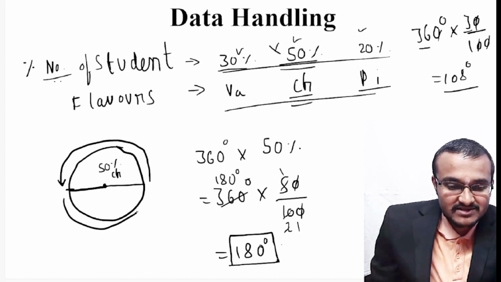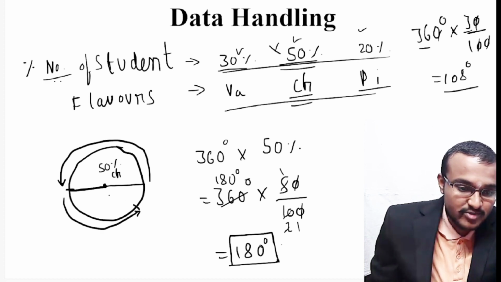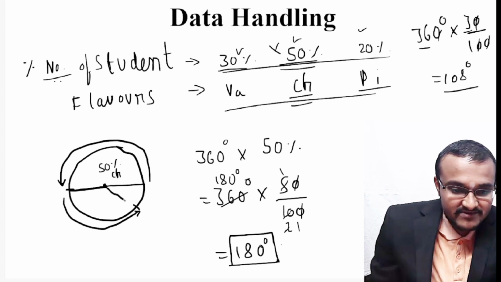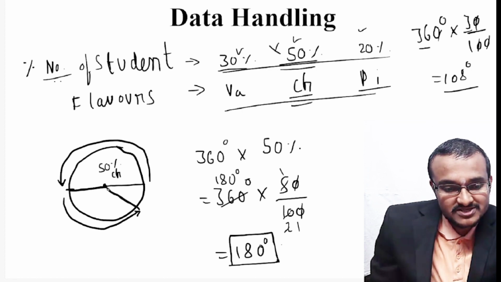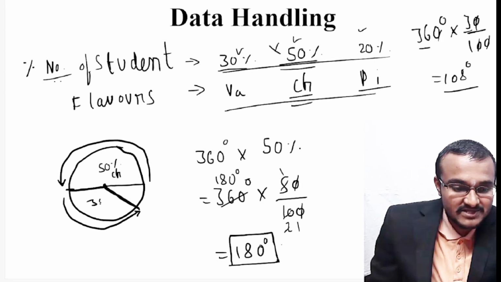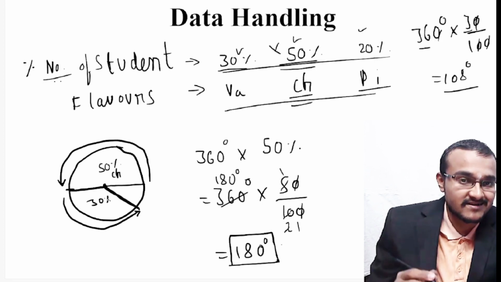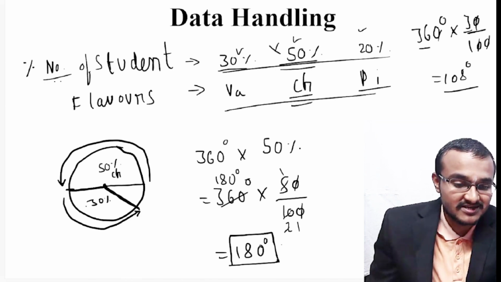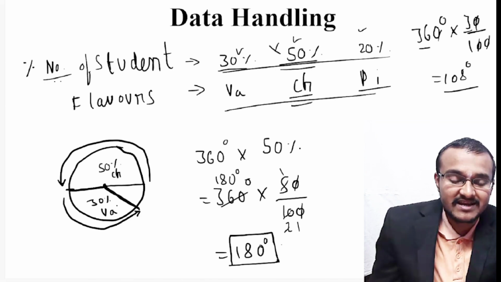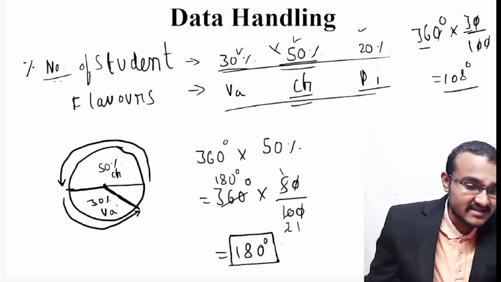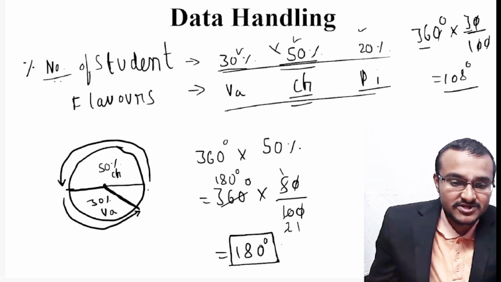That will come somewhere here. At this point, draw a straight line from this point. This portion represents 30% of the circle, so that 30% accounts for the 30% vanilla loving students. Next, the third portion is 20%.